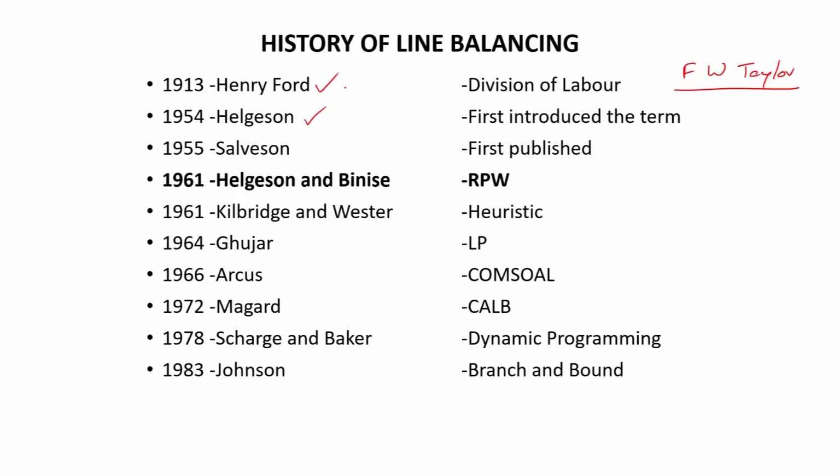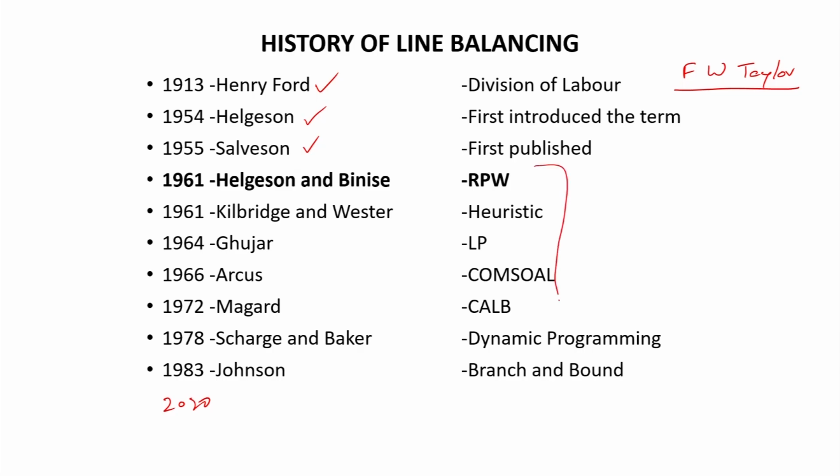manufacturing, the assembly line concept. The first time this term was given in literature was by Helgeson, and the first published paper is by Salveson. So, line balancing in the literature and academic books came from 1955 onward, and then various heuristics were developed in the 60s and 70s. Today, all the software used in operations management, production planning and control has an inbuilt feature of line balancing, and it can be done in a very dynamic manner also.